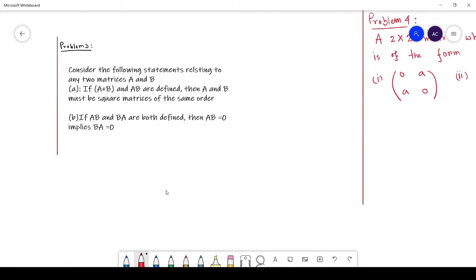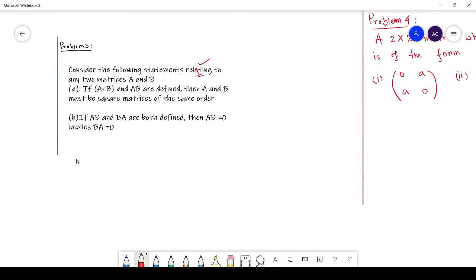Okay, so the problem is, consider the following statement relating to any two matrices A and B. If two matrices are given, A plus B and AB are defined, then A and B must be square matrices of the same order. This is the statement. We need to say whether this statement is correct or not.